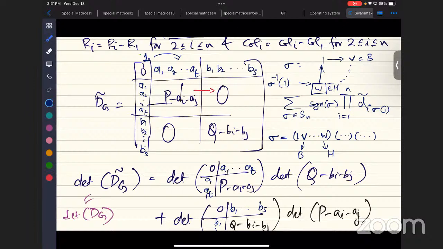So if you take one cycle containing the element 1, one will go to some element of B, but who's coming into 1? That is an element of H. So somewhere it is B, and somewhere there is a B to H transition. That transition is zero. Why will it be zero? Because that means D tilde of i, sigma i will go from an element of B to an element of H, and it's not 1. So 1 is already taken. Is it okay or is it not okay?